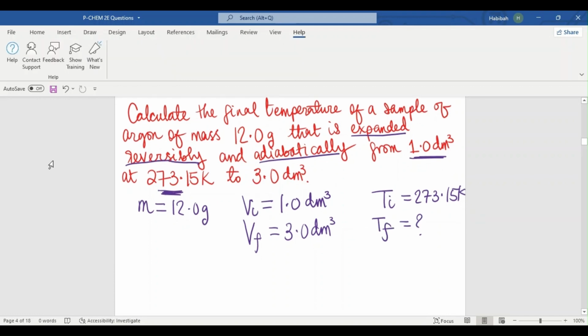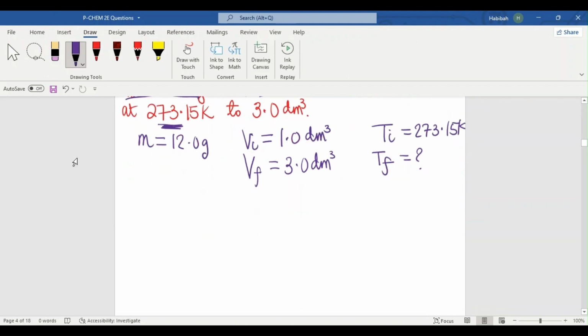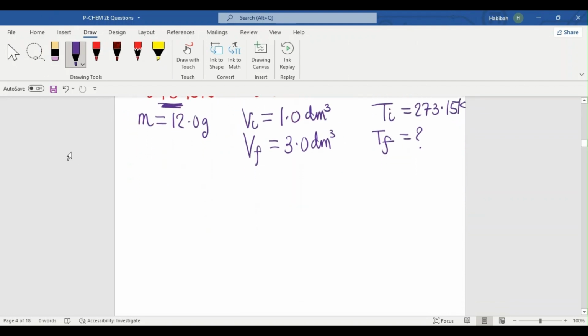Now, I wanted to first of all mention something to you guys because this is an adiabatic reversible expansion. You have to think about the formulas that you're supposed to use to solve the question, especially when they directly ask you what you're supposed to solve for, as well as the parameters given to you in the question. So generally, the formula for the final temperature in an adiabatic reversible expansion process is T final equals T initial times V initial divided by V final, all of that raised to the power of 1 over C.